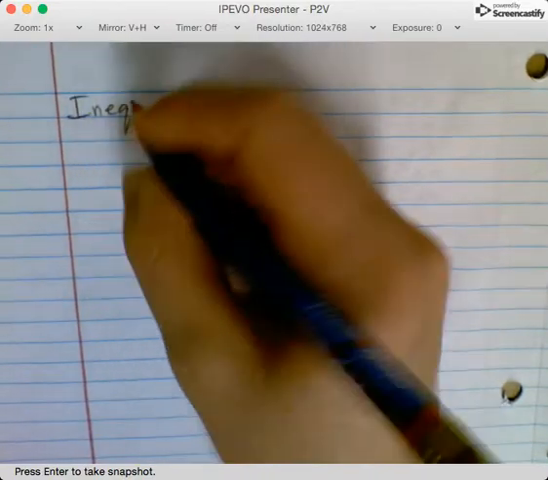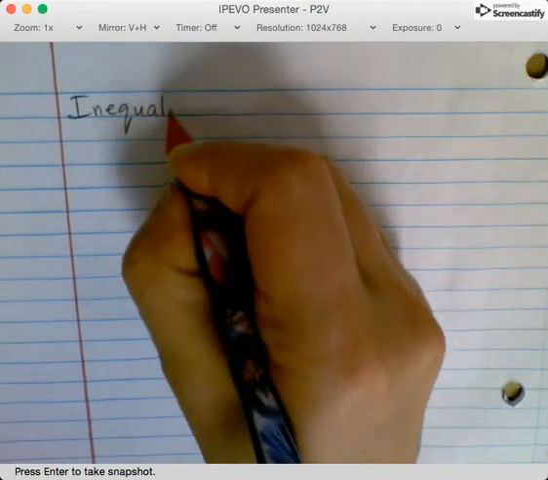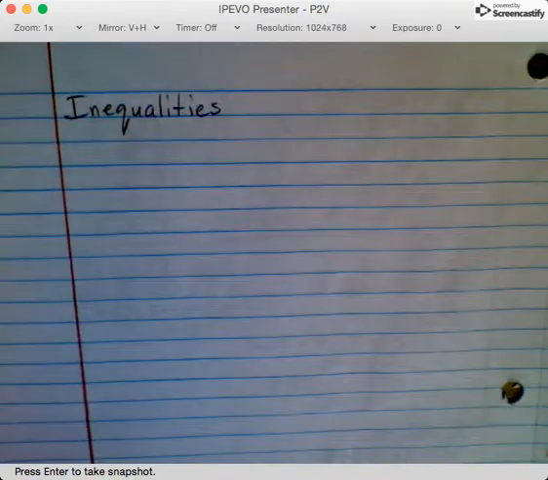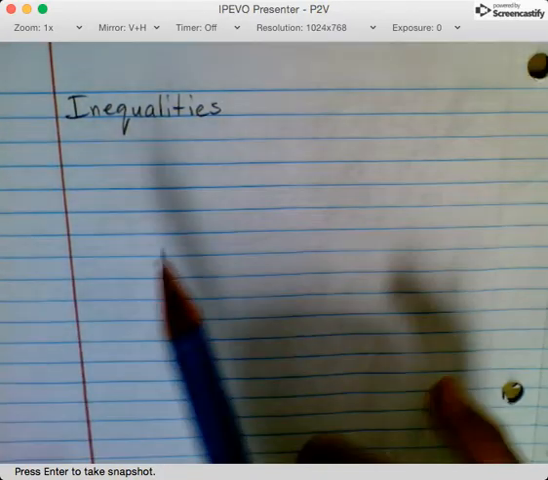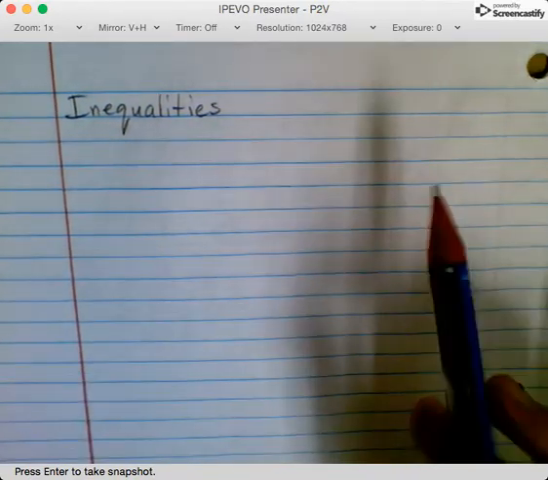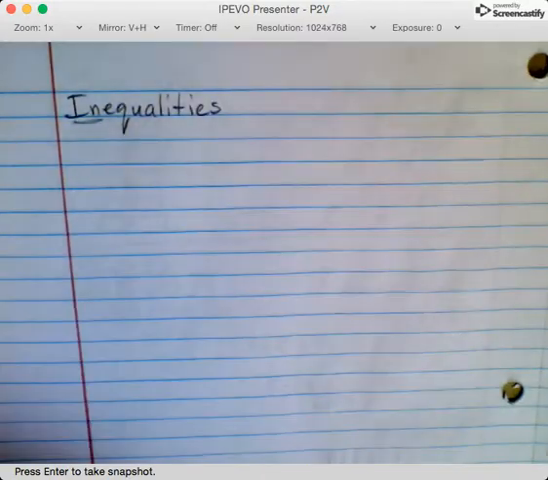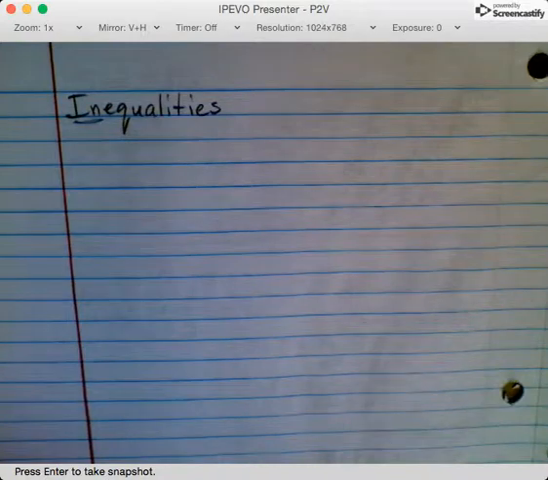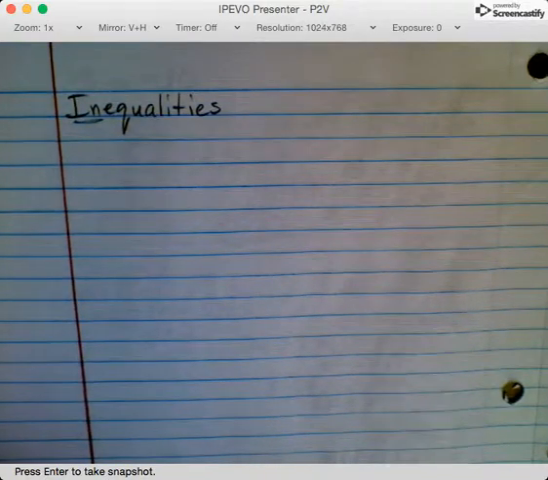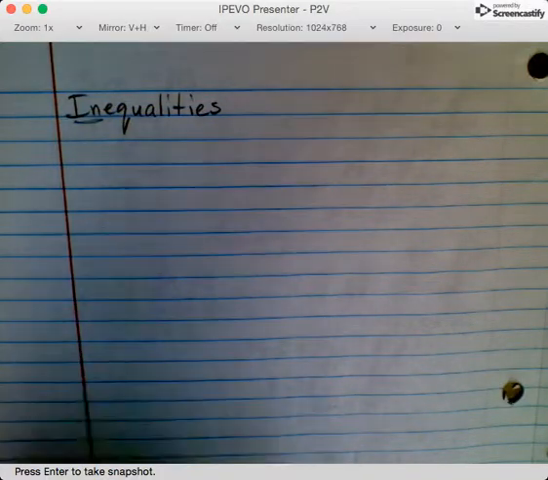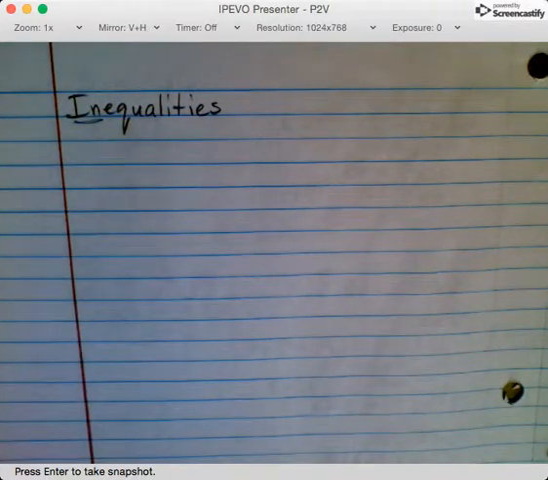Today I'm going to go over something that we call inequalities. And just like the name sounds, these types of problems involve two sides that are not equal. We've worked on problems that have both sides equal. This time we're working on the ones that are not, so one side may be bigger than the other.